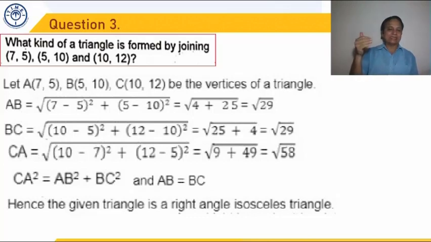So we find all the three sides of the triangle and then find what kind of triangle this is. It follows Pythagoras theorem also. It follows that two sides are also equal, isosceles triangle as well as right angle triangle. So we say this triangle is a right angle isosceles triangle. Yes?